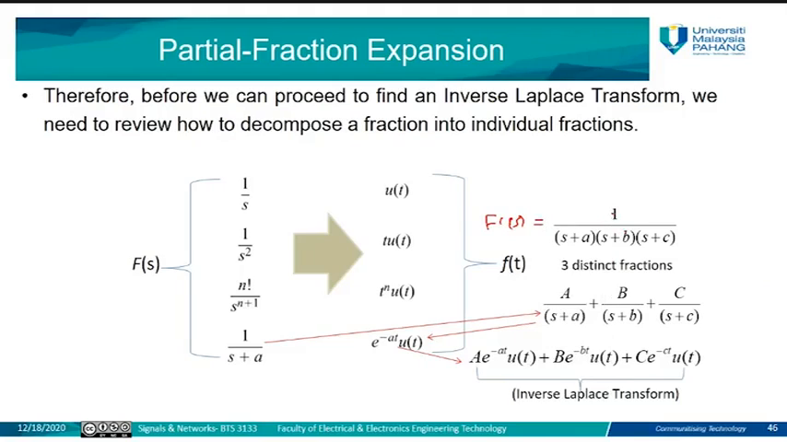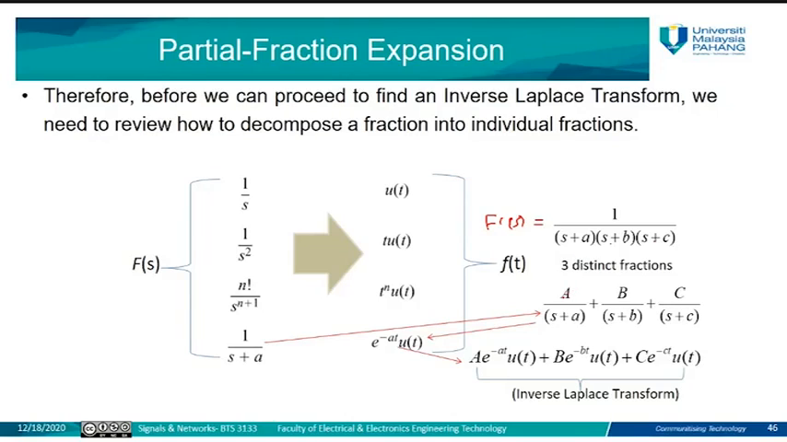So F(s) is equal to 1 over (s plus a)(s plus b)(s plus c). So you have three roots, which are negative a, negative b, negative c, and they are distinct. They are real numbers and they are distinct. What I need to do here is apply partial fractions.